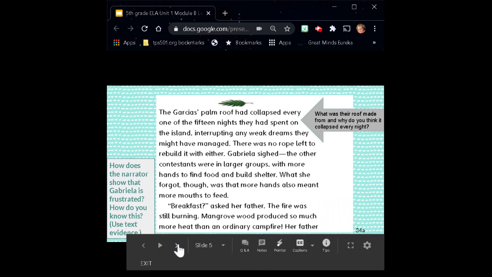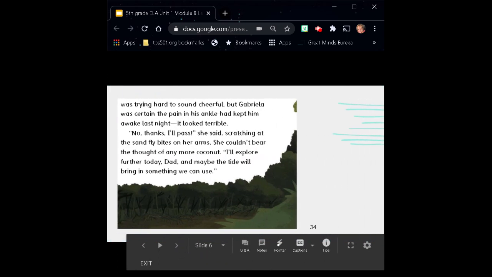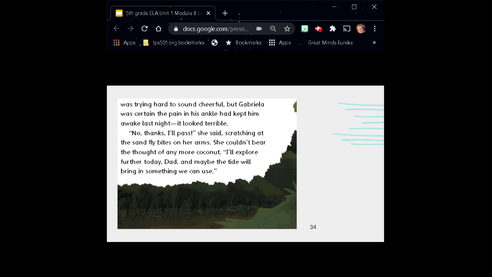Her father was trying hard to sound cheerful, but Gabriella was certain the pain in his ankle had kept him awake last night. It looked terrible. No thanks, I'll pass, she said, scratching at the sand fly bites on her arms. She couldn't bear the thought of any more coconut. I'll explore further today, Dad, and maybe the tide will bring in something we can use.